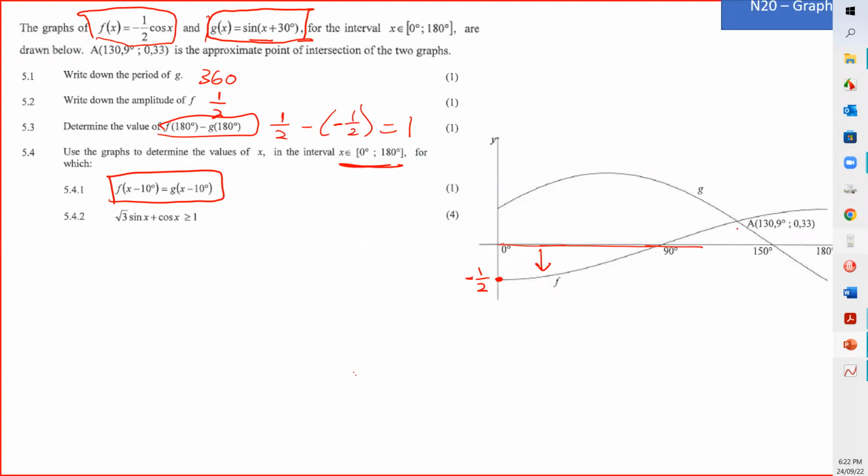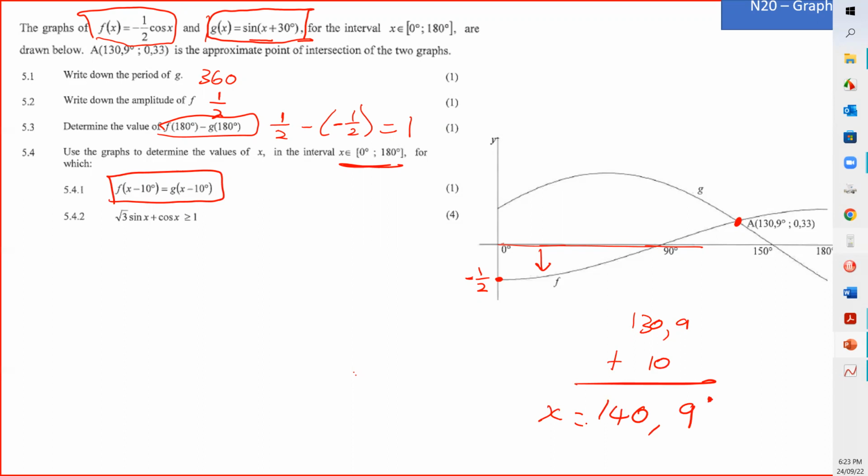Where does this graph actually intersect right now? We know that they intersect at the point 130, 9. That's what it's telling us. So if we move the graph 10 units to the right, that will now add on 10, and that becomes 140.9 degrees. So that will be the value of x.